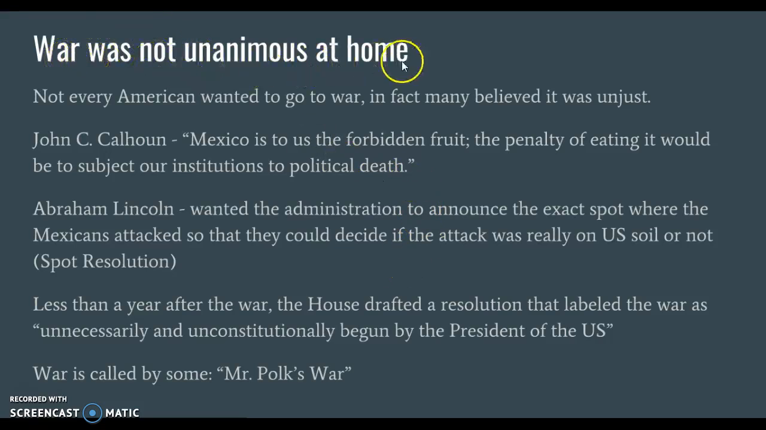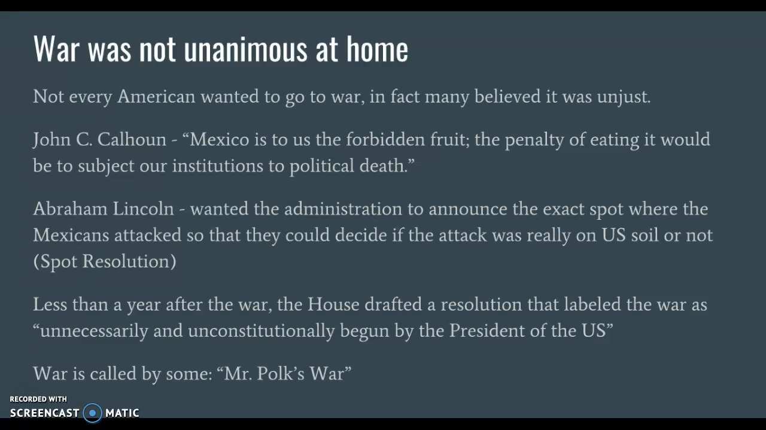But war was not unanimous at home either back then. Not every American wanted to go to war. In fact, many believed that it was unjust. Even John C. Calhoun said, "Mexico is to us the forbidden fruit. The penalty of eating it would be to subject our institutions to political death." That's John C. Calhoun saying that.